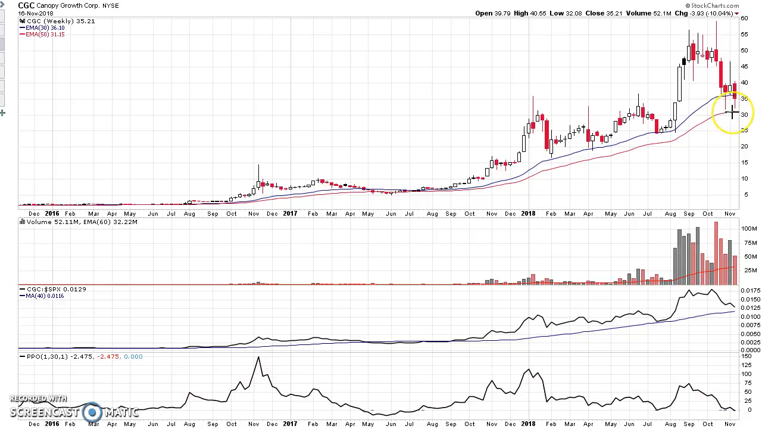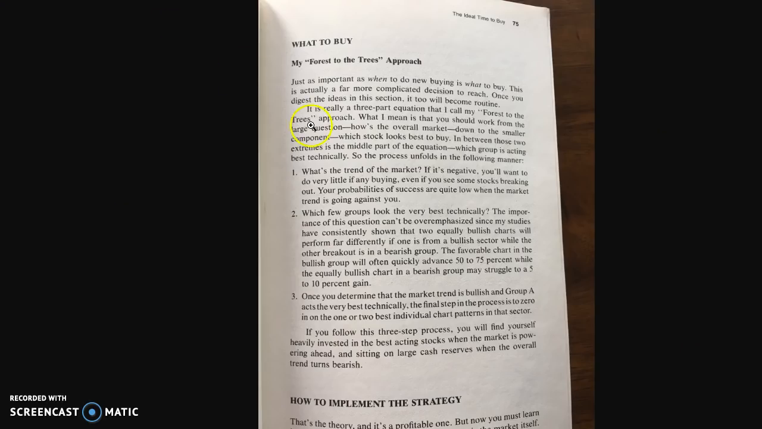So this cannabis sector is no longer a stage 2 sector, really. So now turning back to the stage analysis screener, wrapping this back up into Stan Weinstein's forest to the trees approach. Really, the message of this video is that when the trend of the market is not in stage 2, you really don't want to be doing anything in the market if you're following the stage analysis system.